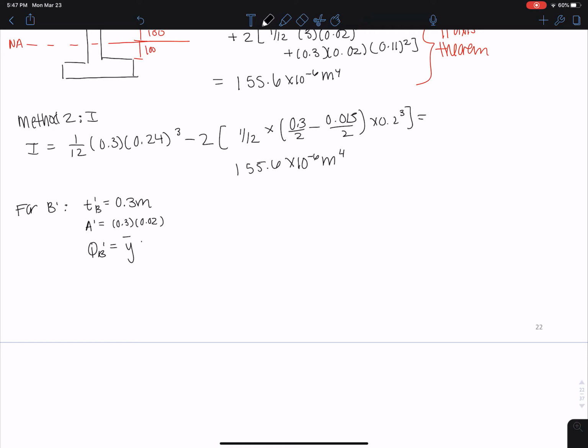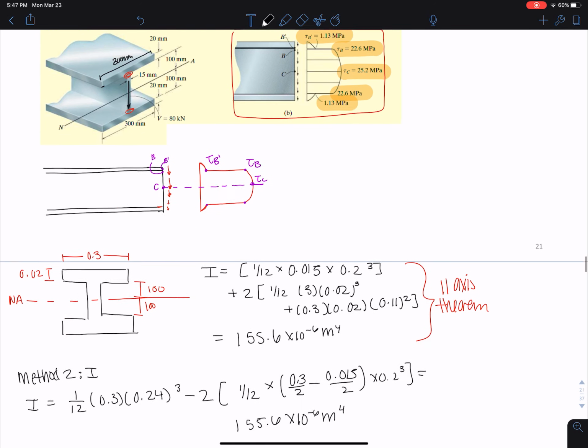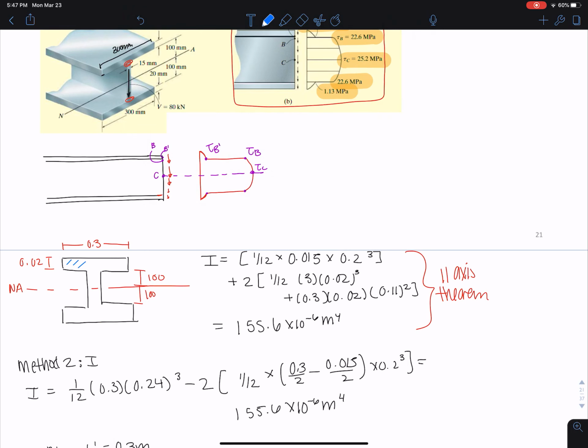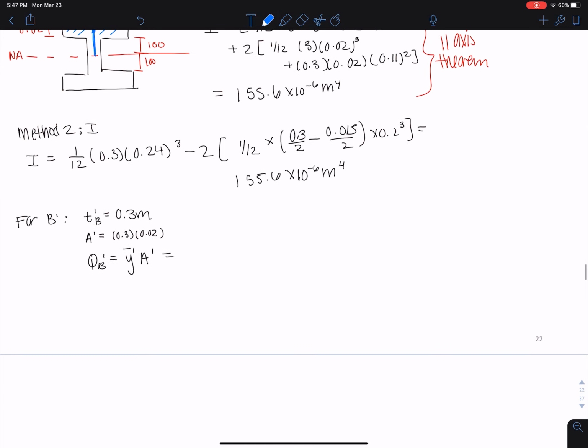That's the Y bar times A prime, Y bar prime. And this is going to be the distance from that portion here. I can draw it here. The distance from the center of this portion to the neutral axis. That's the Y bar prime, so we're going to get 0.110. And then times that area, which we already calculated as 0.3 times 0.02, and we get 0.660 times 10 to the negative 3 meters cubed.